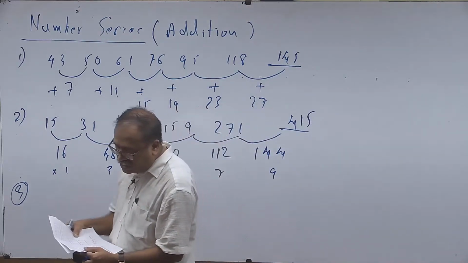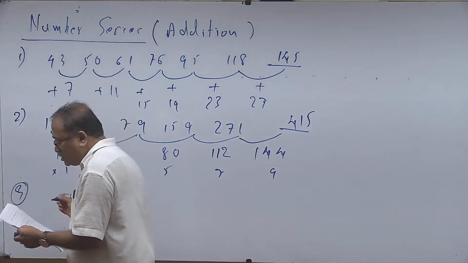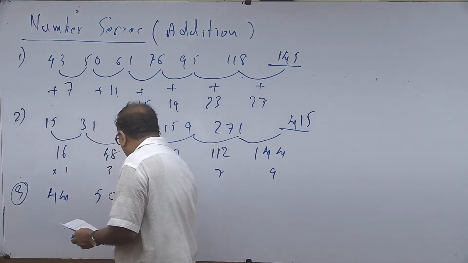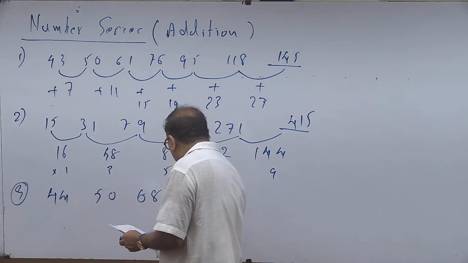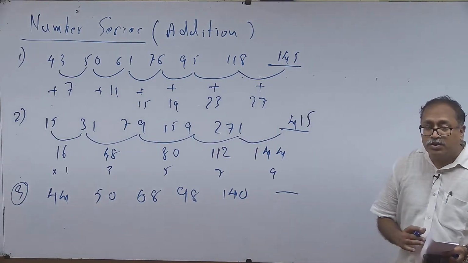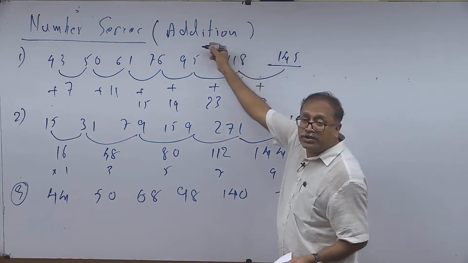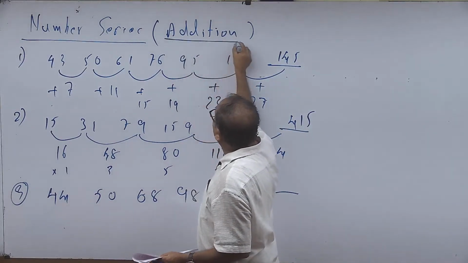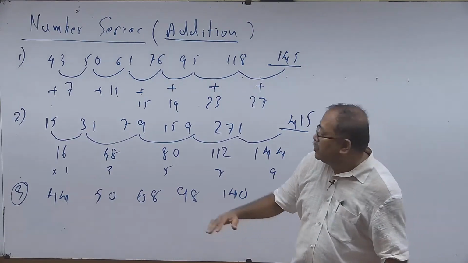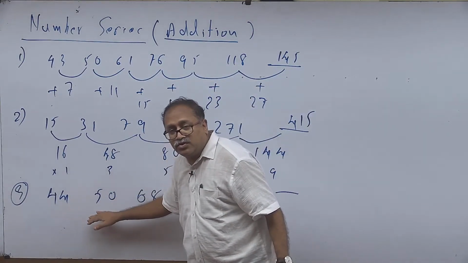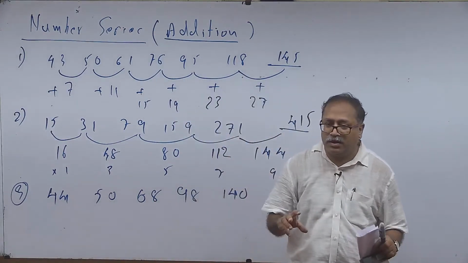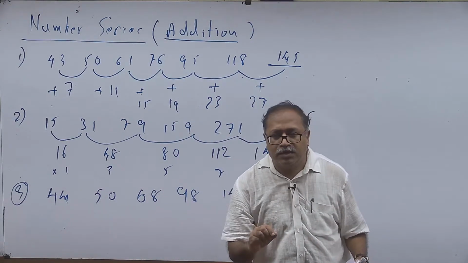So let's take the third question, and that is 44, followed by 50, followed by 68, 98, 140, and what next? So the very first thing is we are dealing with an addition based question. Please remember that we are dealing with an addition based question. That means you don't need to think what is happening. It is simply added. Something is added to this number in order to get the next number. Catch the logic and provide the next number.